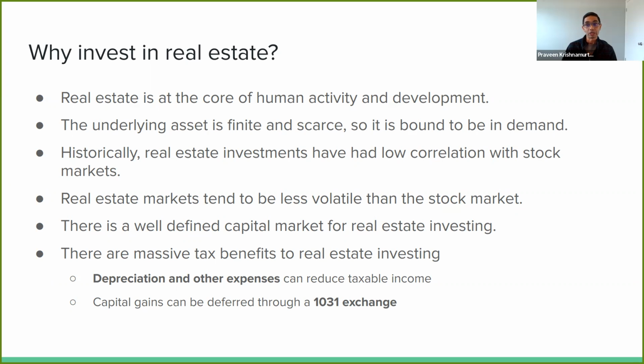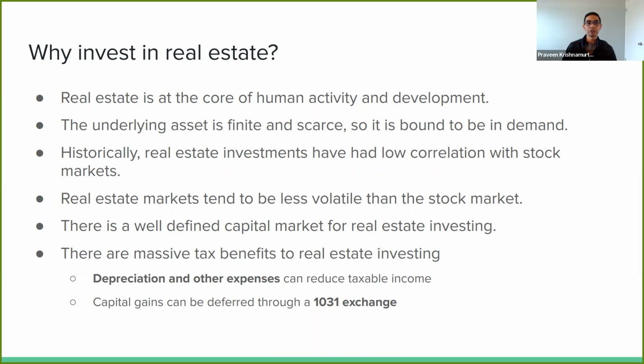Of course, not all real estate is equal, but it is finite. There is only so much land, and there are only so many buildings you can build on the land that we have. So it's bound to be in demand. So these are some compelling reasons to think about real estate investments.